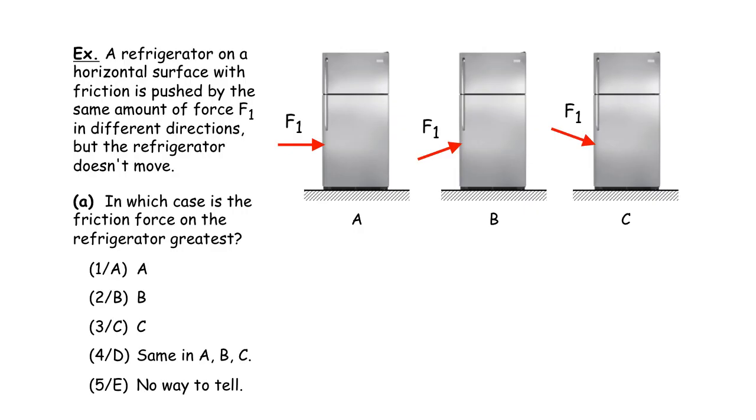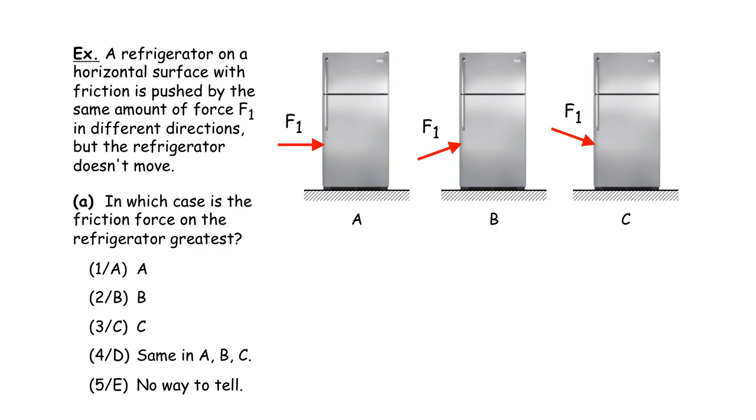So let's see if we understand it. This is what I was alluding to a few minutes ago. See if we can explain this and challenge ourselves to really understand the answers. A refrigerator on a horizontal surface, so again, you're pushing a big heavy refrigerator, with friction is pushed by the same amount of force, F1, with different angles. Okay, there's A, B, C are the three situations. But the refrigerator doesn't move.